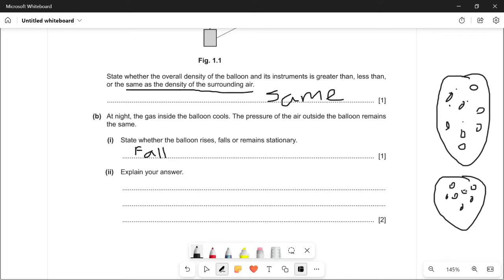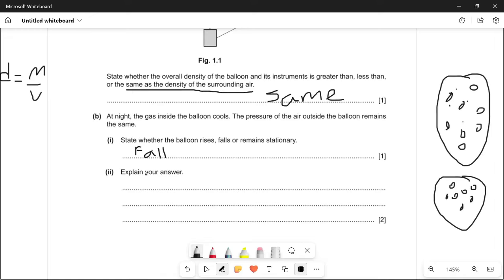This question is all about density. We know that density is equal to mass over volume. We know that at night the volume decreases. If the volume decreases, that means the density is going to increase. The higher the density, the heavier it is. So it's going to go down and it's going to fall.